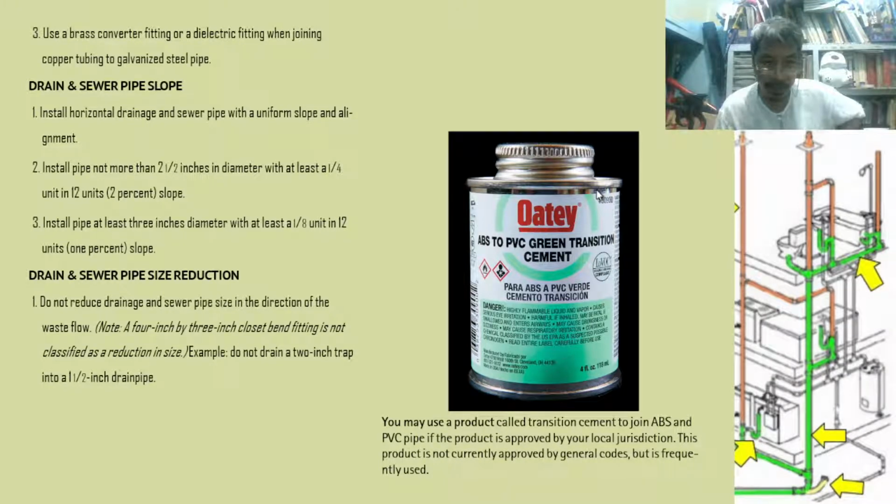And next, drain and sewer pipe size reduction. So, reducer. So, you can also use the reducer as enlarger. Okay? So, do not reduce drainage and sewer pipe size in the direction of water flow. Okay? You can use enlarger rather than reducer.